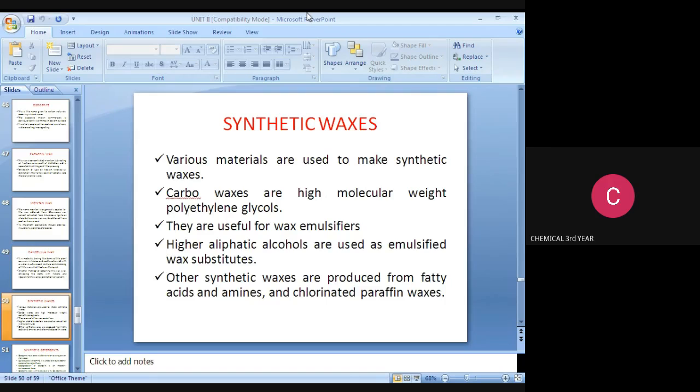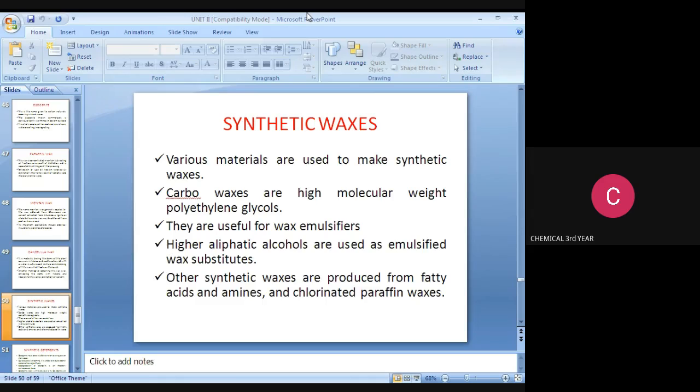Then synthetic waxes. Various materials are used to make synthetic waxes. Carbowaxes are high molecular weight polyethylene glycols. They are useful as wax emulsifiers. Next, higher aliphatic alcohols are used as emulsified wax substitutes. Other synthetic waxes are produced from fatty acids and amines and chlorinated paraffin waxes.